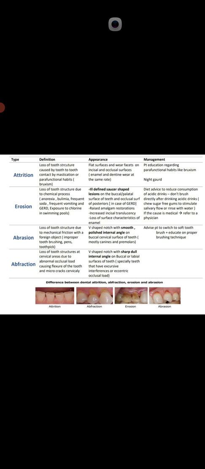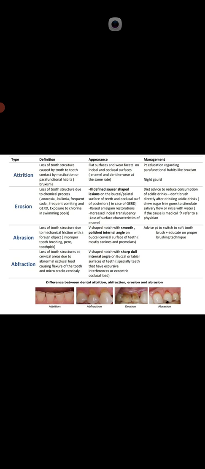Next, if loss of tooth structure is due to a chemical dissolution or chemical process, it is erosion. It occurs in different conditions, like GERD, frequent soda intake, frequent vomiting. Third is abrasion: loss of tooth structure due to mechanical friction with a foreign object, like improper toothbrushing. Next is abfraction: loss of tooth structure at the cervical area due to abnormal occlusal load, with micro cracks and flexure of the tooth. In the March NLE exam, abfraction MCQs came.